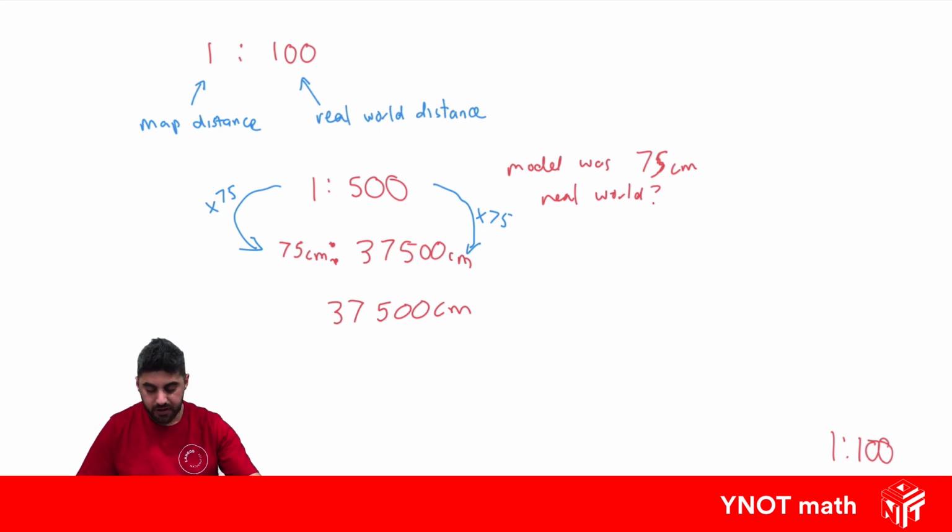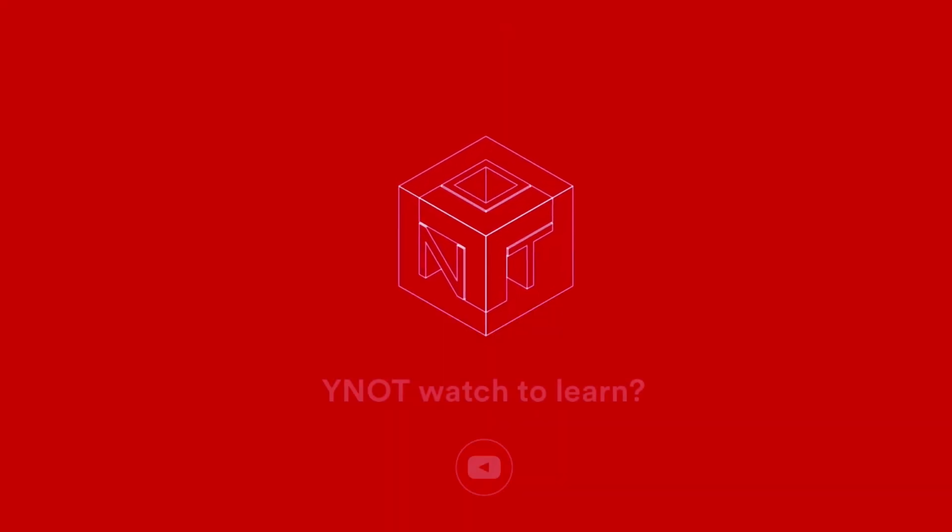If we divide it by 100, just to convert it to meters, it gives us 375 meters in real life. So that model that was 75 centimeters in the scale 1 to 500 ends up being 375 meters in real life.